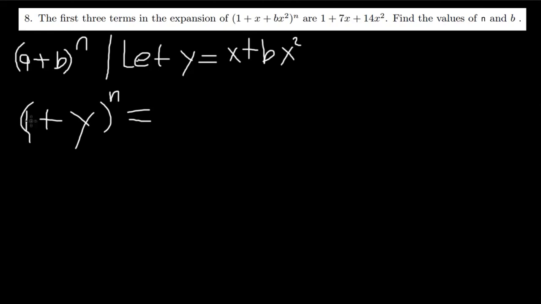So first of all, let me just write it properly. Assume this is a bracket, and then let me write a 1 here. So this one is this one here, and where there's x + bx², I've put y. So I'll expand this now. The first term there is 1.